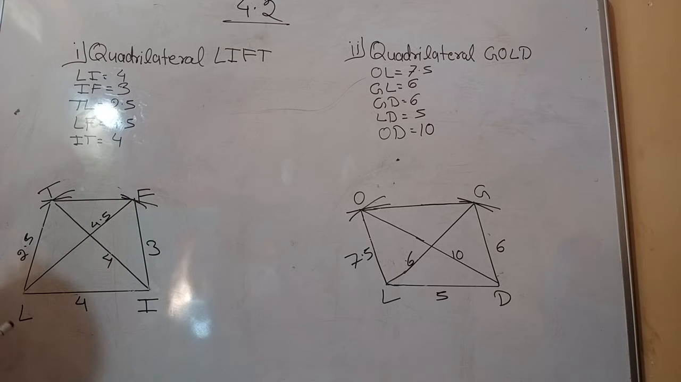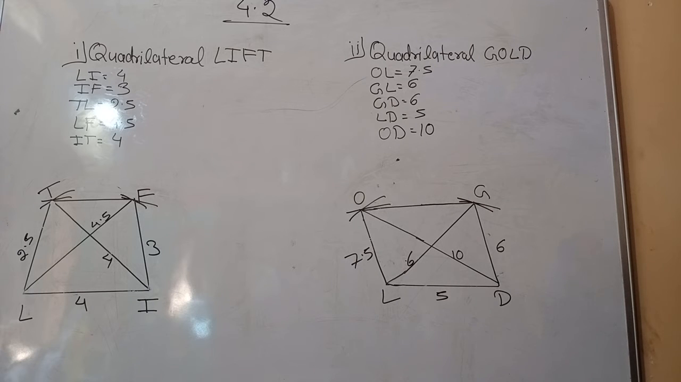Now when you join LI, IF, FT and TL, along with IT and LF, you will get your quadrilateral LIFT. Same thing you have to do with quadrilateral GOLD. This is similar to the previous one.